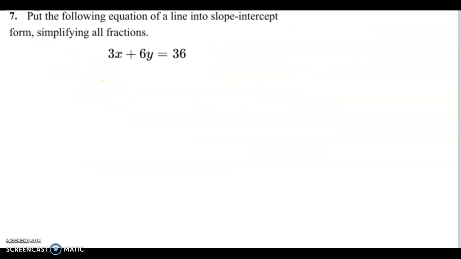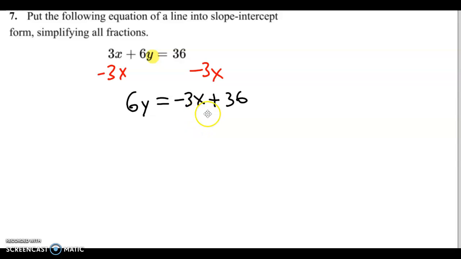They just wanted to put it in slope-intercept form and make sure you simplify all the fractions. So here we have the y, and we're trying to solve for y. So we're going to subtract 3x on both sides. Now you're going to bring down the 6y is equal to negative 3x plus 36. What I did is put that negative 3x in front of the positive 36, so it could look more like y equals mx plus b.